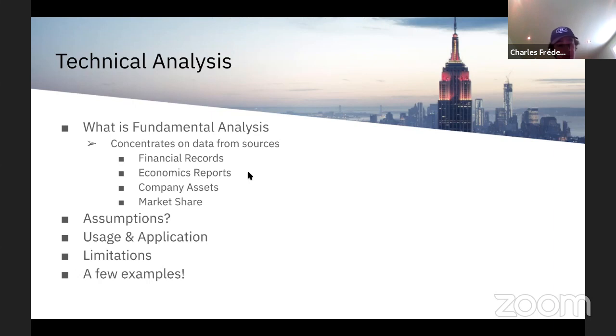Now we'll talk about technical analysis. We'll cover where it comes from, then assumptions, then a bit of usage and applications, and then it has some limitations, so we're going to cover that as well. And then if Sandra wants to talk about a bit of graph analysis because she knows what she's talking about, apparently, she can.